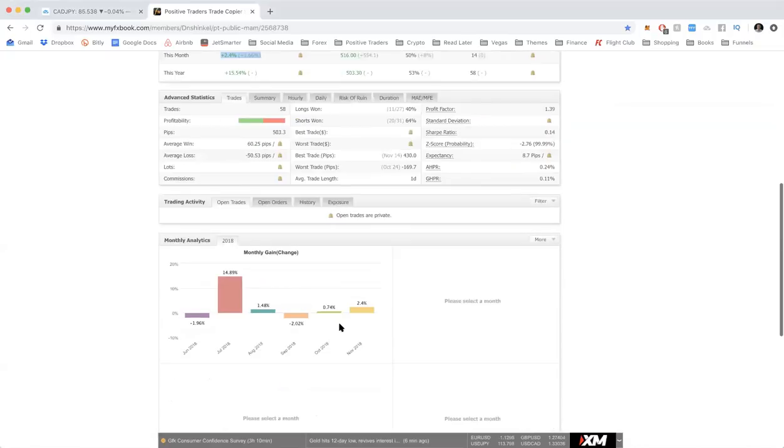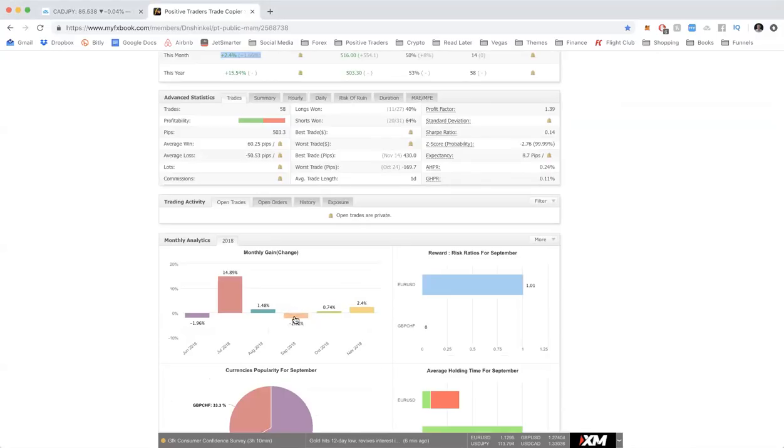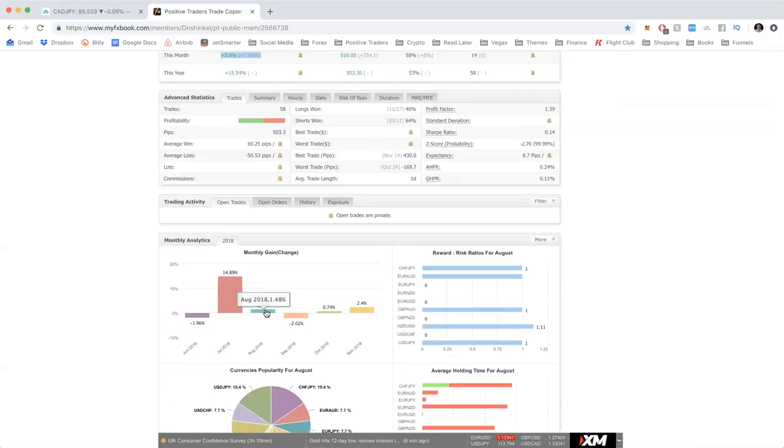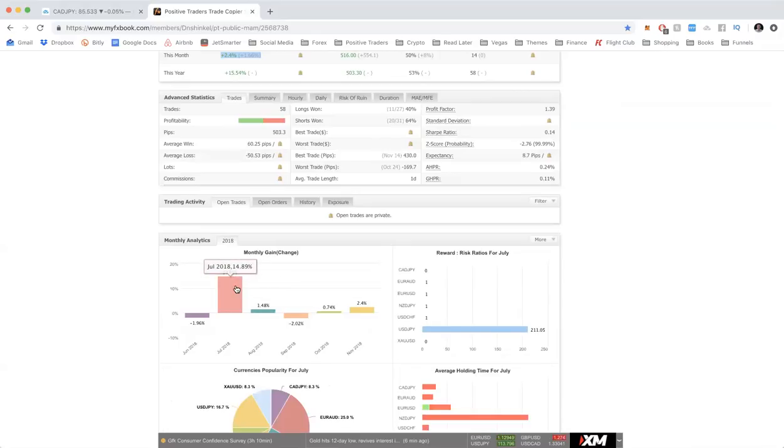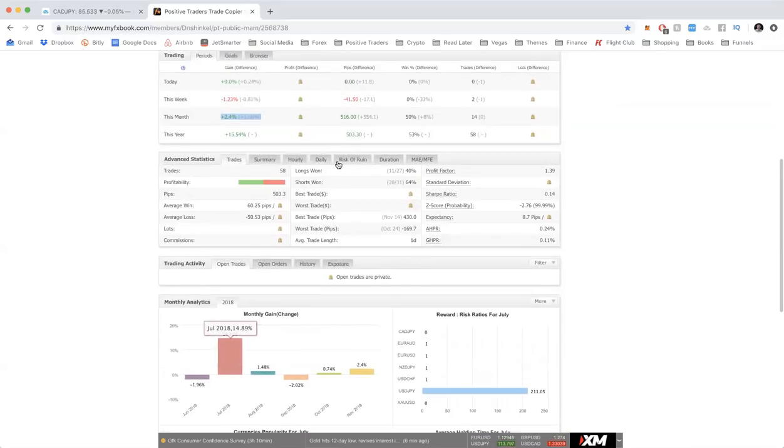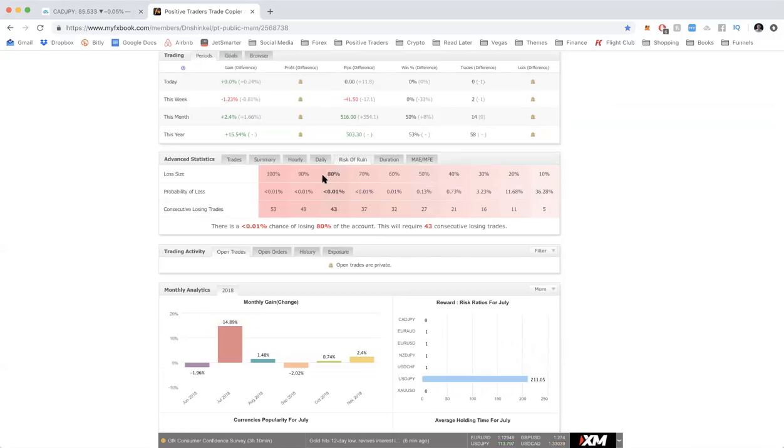We can see a break-even month last month, pretty much break even, a very small loss the month before, and pretty much break even, a very small gain the month before. July, a banger month, 15%. Let's look at risk of ruin really quickly. Okay, consecutive losing trades right here.